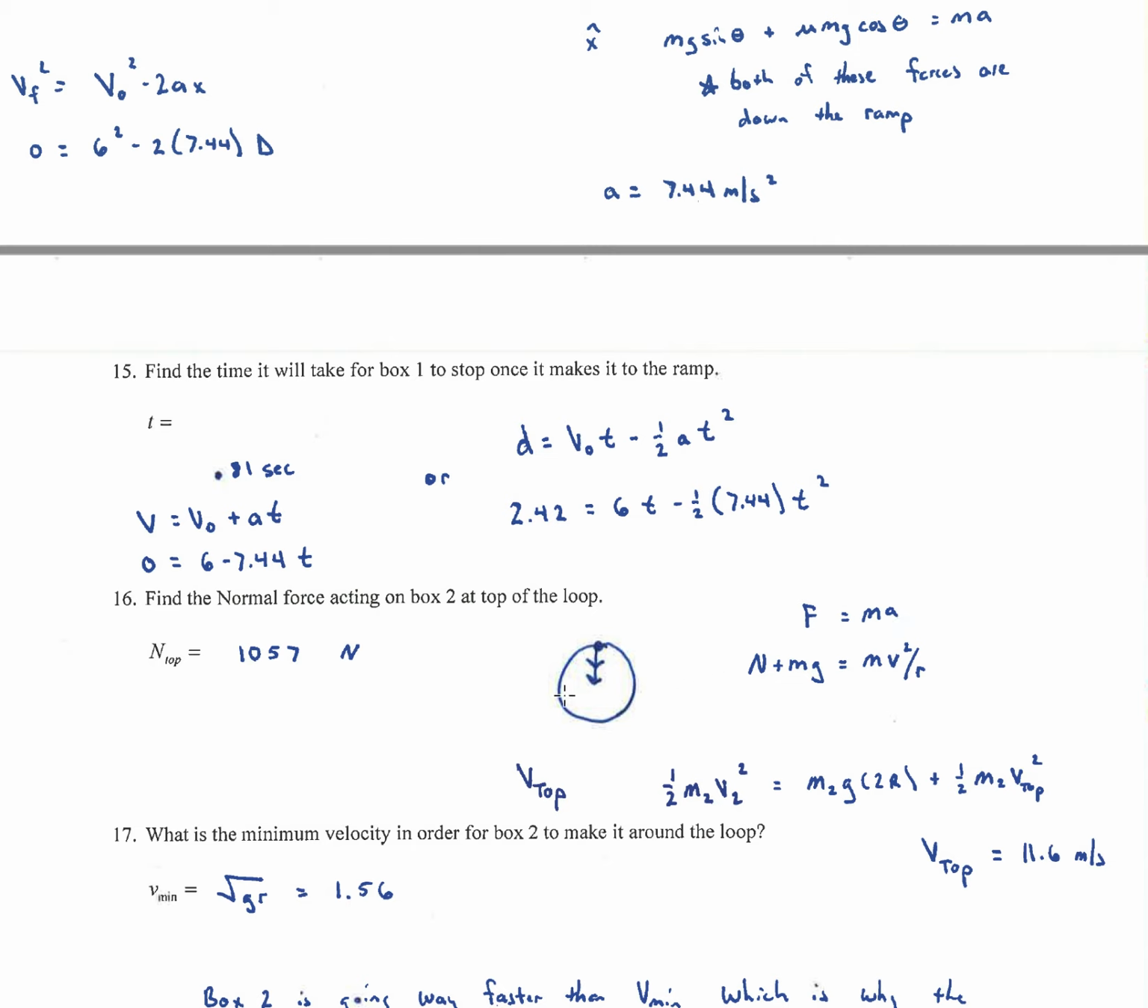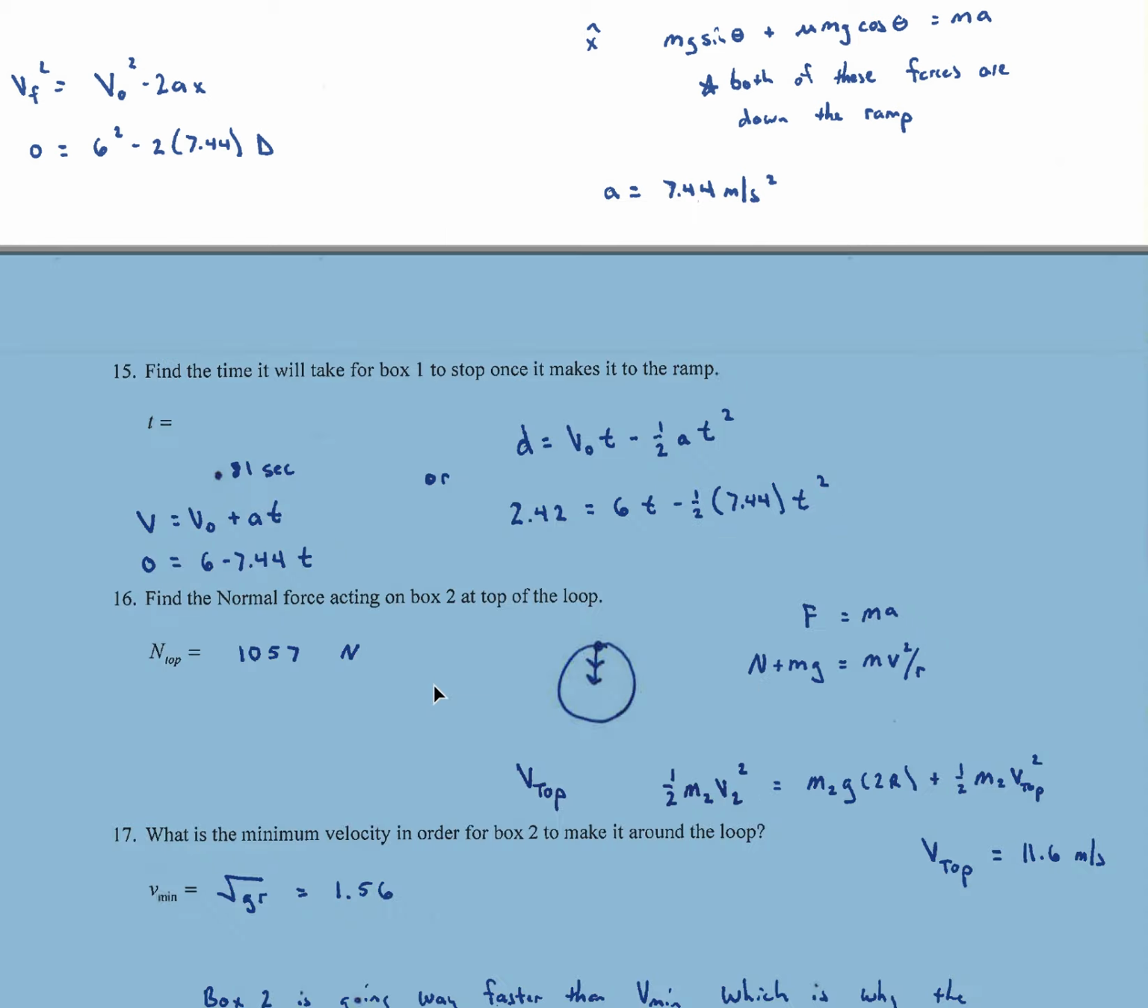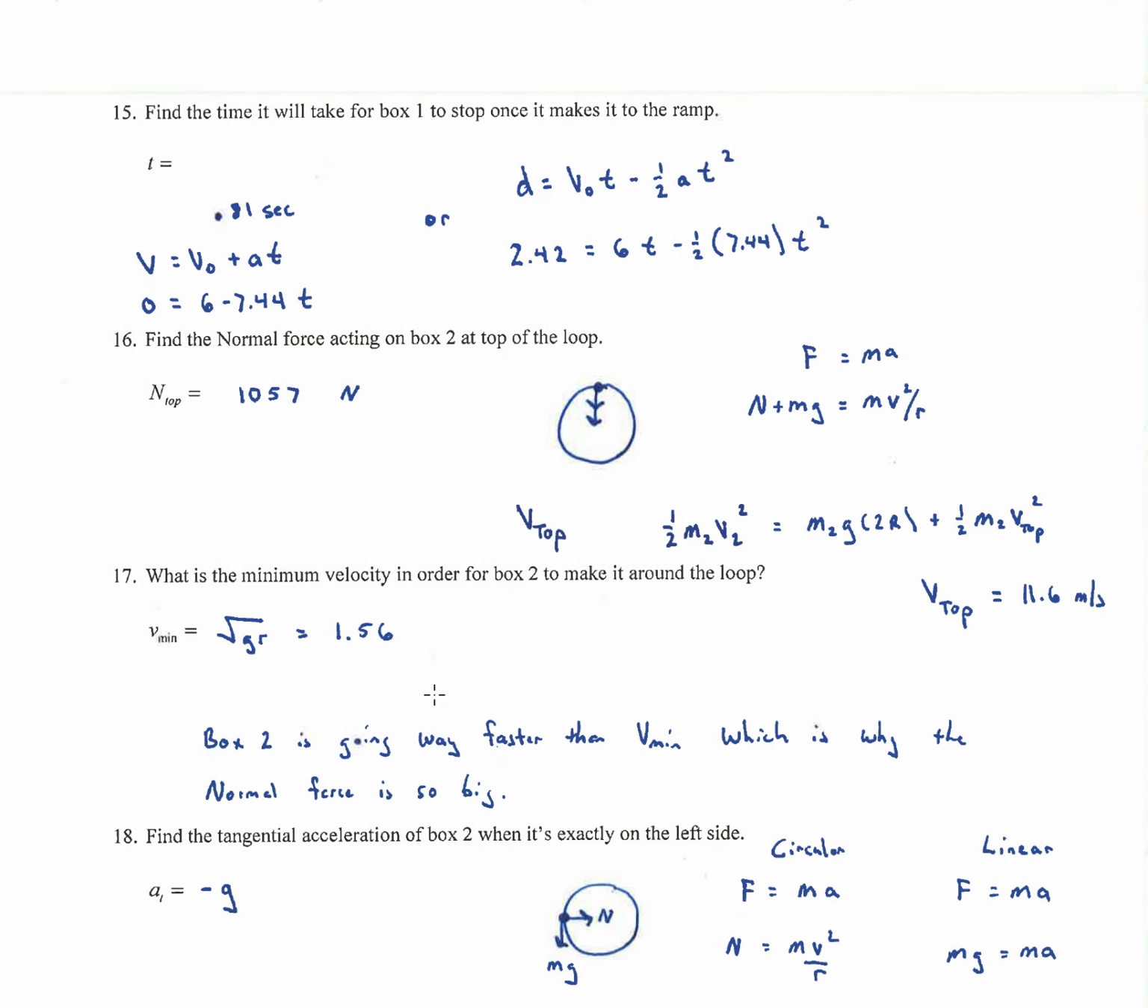We have to figure out the velocity at the top, and again, that uses energy. So this is the kinetic energy at the bottom of the loop, this is the potential energy at the top of the loop, and this is the kinetic energy at the top of the loop. Right? We conserve energy as it whips around. This gives us the ability to find the velocity at the top. Once we know the velocity at the top, we can go back here and figure out the normal force at the top. Okay? Part 17 says, well, what's the minimum velocity?